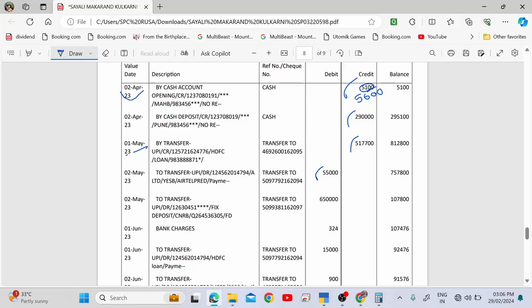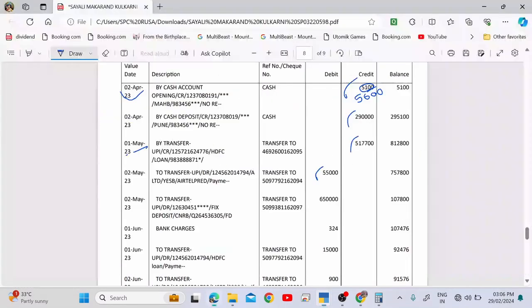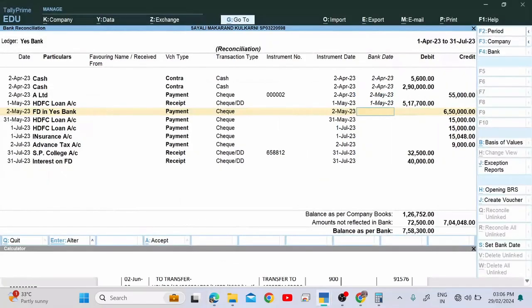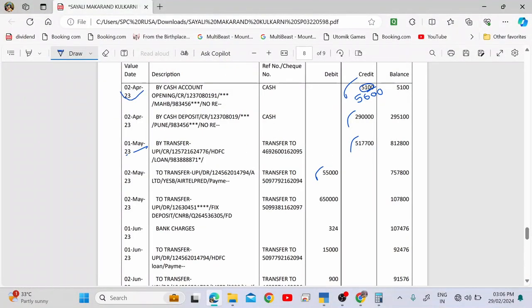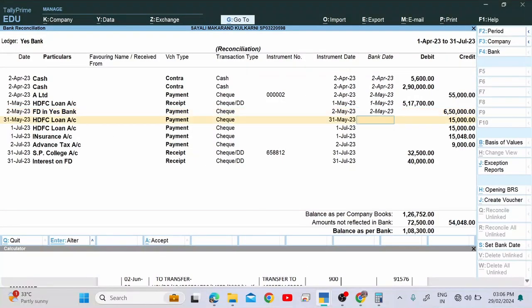5,17,700 for this 1st May. Then here write 1st May, 1st May. Then the FD date, FD 6,50,000. Do you have 6,50,000? Yes, its date is 2nd May. So let's say 2nd May.